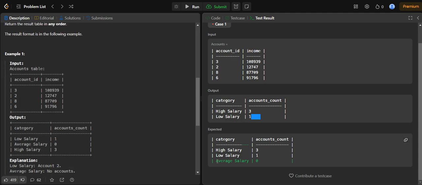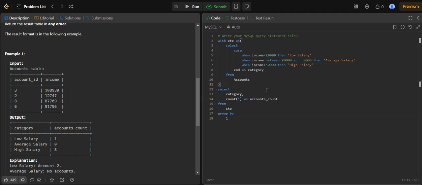Now we have to solve this part. How do I get, if there is no income level, so the average salary will be 0. No income level corresponding to a particular category, there will be no count of accounts of that category. So how do I include that part in the output?